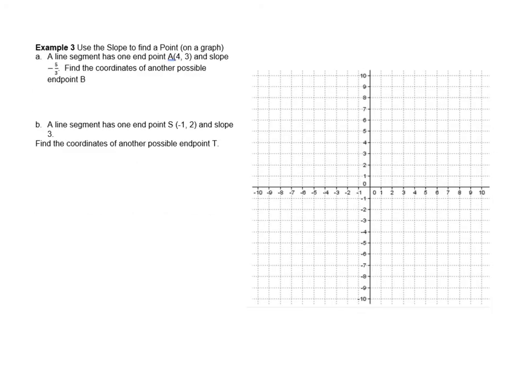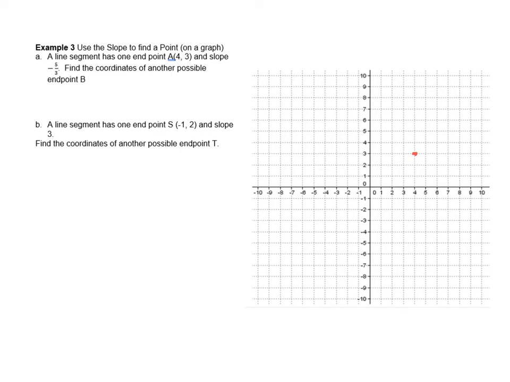Alright, so example 3. Use the slope to find a point on a graph. A line segment has one endpoint, 4, 3, and slope -5 over 3. Find the coordinates of another possible endpoint B. So let's first find the point 4, 3 on our graph. So our point 4, 3 is right here. And it says it has a slope of -5 over 3.